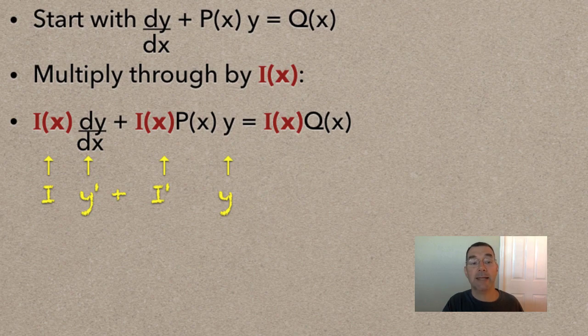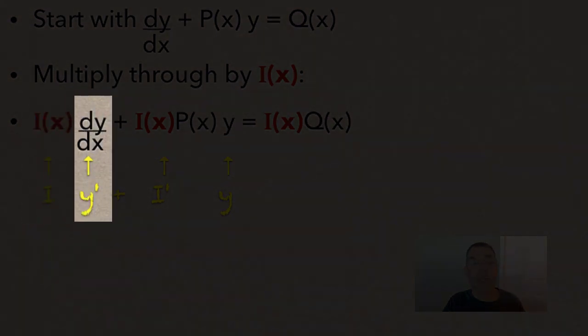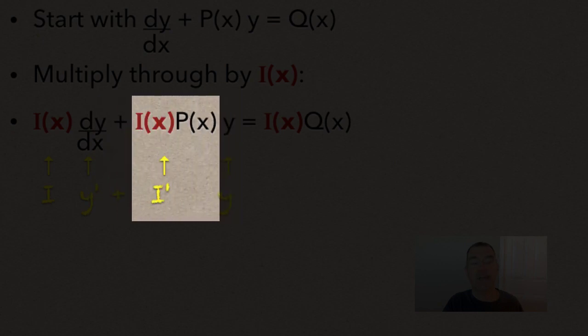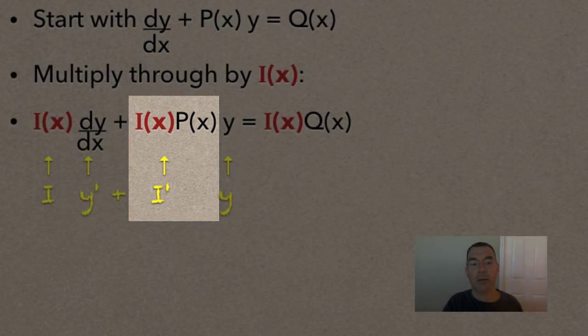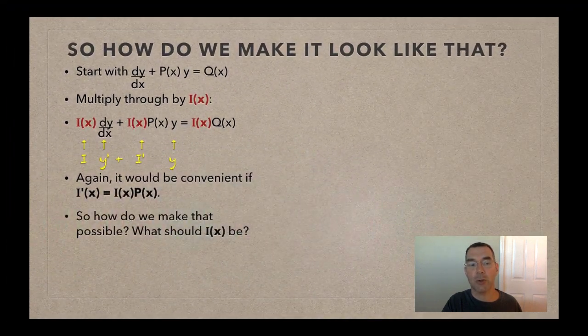Now I need to create this so that I of x is just I, which it is, no work there. dy/dx is y prime, which it is. And then in the second term, y is just y. But that I of x times p of x, that has to equal the derivative of the I function that I create. So how am I going to make that happen? How am I going to create a function so that the derivative of it is equal to the original function times that other function that was in the original question?